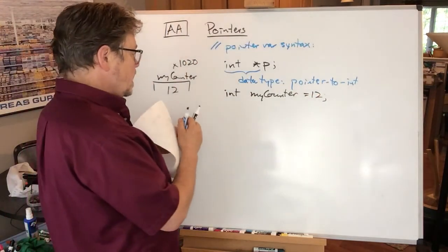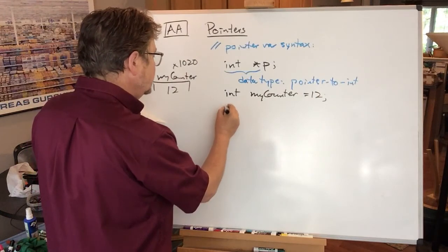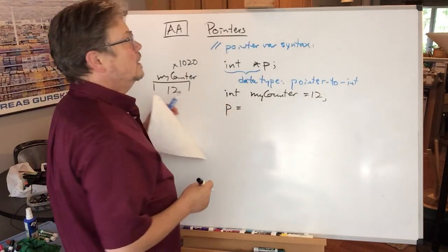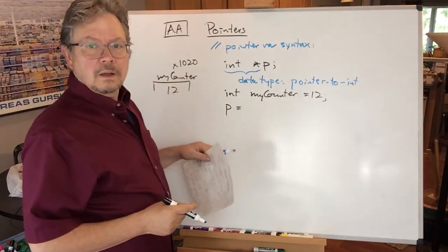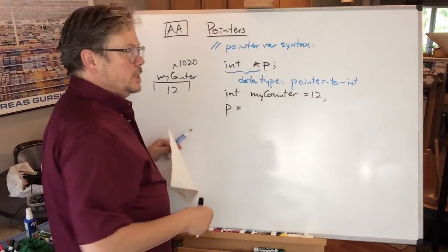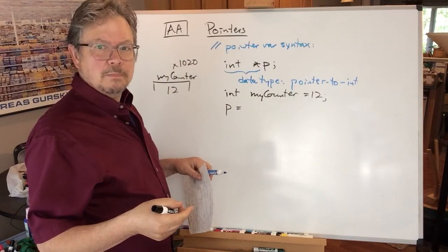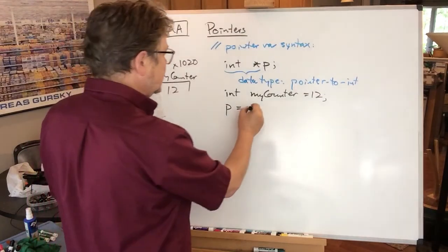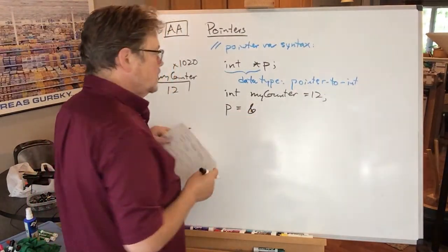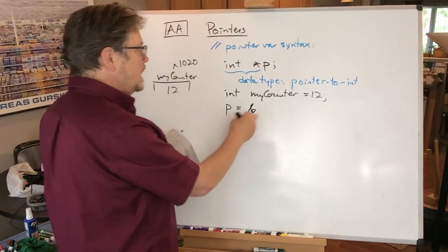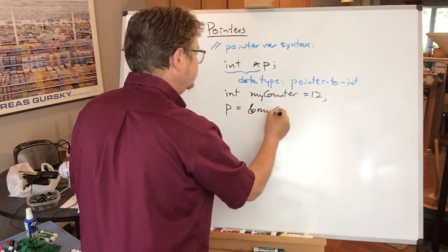Here's some new stuff. P equals, and oh no, I hate this. Almost as hard working in C++ as the star is the ampersand. The ampersand means something different just about for every context you could possibly type it in. I'll stop talking and start writing. P equals ampersand my counter.